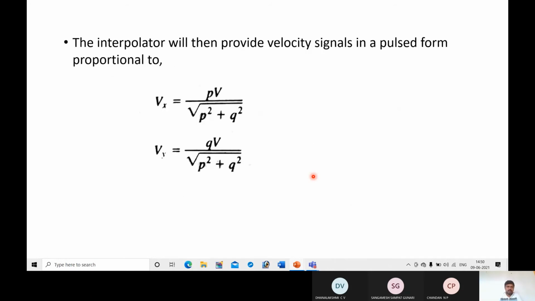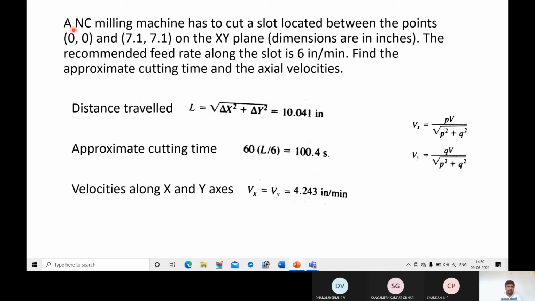There is one more problem related to this. A CNC milling machine has to cut a slot located between the points 0, 0 and 7, 1 inches on the XY plane. The recommended feed rate along the slot is 6 inches per minute. Find the approximate cutting time and the axial velocities. This is the given question. Axial velocity means you have to find Vx and Vy. For that you have these equations, or even the interpolator will send signals by executing these equations or algorithms.